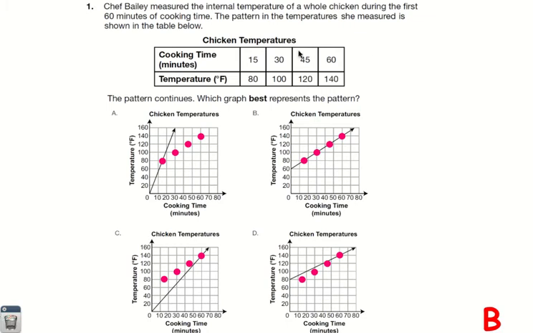So that's all it was. Matching a table to a graph is about all of these points, all these pairs, like 15 with 80. That's this point, or in the correct answer, this point. There's 15, 80. Here's 30, 100. Here is 45, 120, and 60, 140.